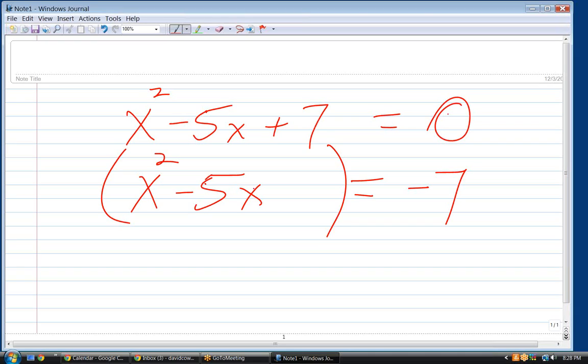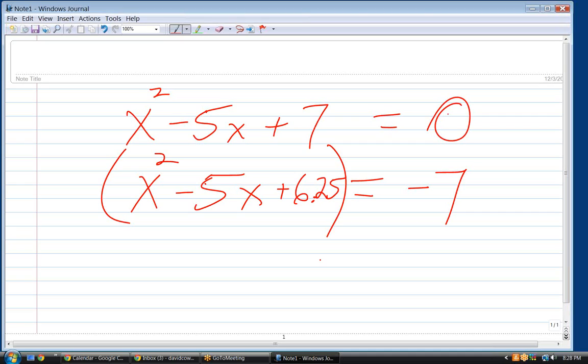I think one of them was to take half of that number and then square it. Oh, okay. Yeah, half, 1/2. So 1/2 of 5 is 2.5, squared is 6.25, I think. Mm-hmm. So I'm going to add 6.25 there.